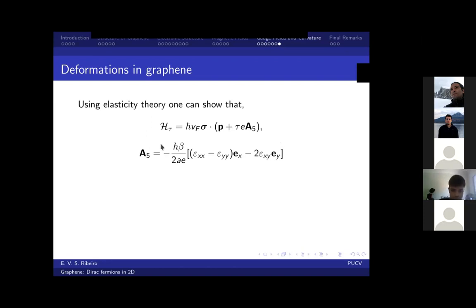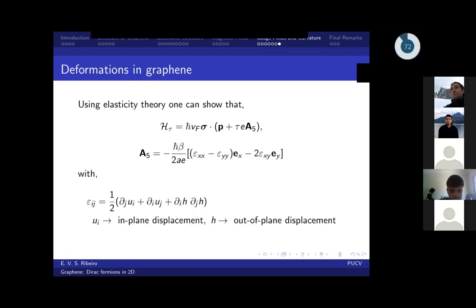But the main form of the gauge field will be this one in terms of the strain tensor. So epsilon is just the strain tensor, and here u_i is the in-plane displacement in the two directions, in the x direction and y direction, and h here is the out-of-plane displacement. So basically, if you have some experimental data with the strain information of your sample, it's very easy to model this kind of effect.